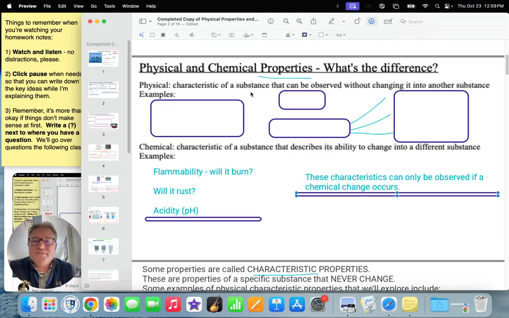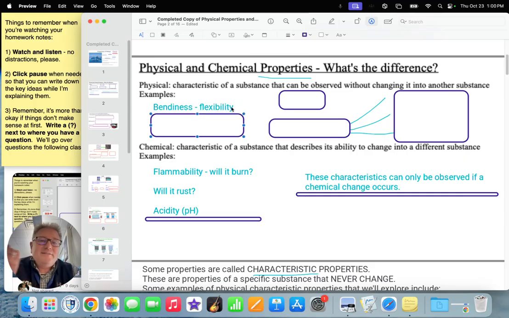But there are also physical characteristics, things that change physically, not chemically, that give you a sense of describing what the substance is. One is its bendiness, its flexibility. That's a physical characteristic. If you bend something and it breaks, you haven't changed it chemically, but how far you can bend it or not is certainly a physical property of that substance.